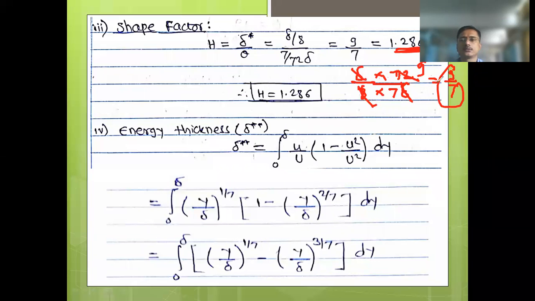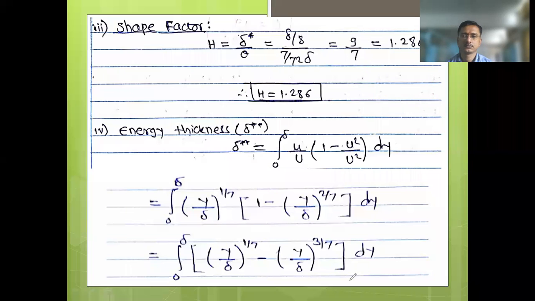Shape factor. Energy thickness. Energy thickness is nothing but del double star. This is the formula for energy thickness. Del double star is equal to the integration between the limits 0 to del of small u upon capital U into 1 minus u square upon U square into dy. So now instead of putting small u upon capital U, we will put here y upon del raised to 1/7 into, in bracket, 1 minus y upon del raised to 2/7. Okay.